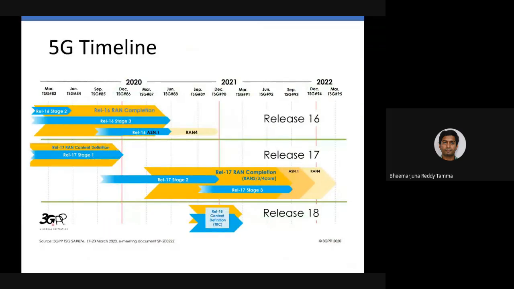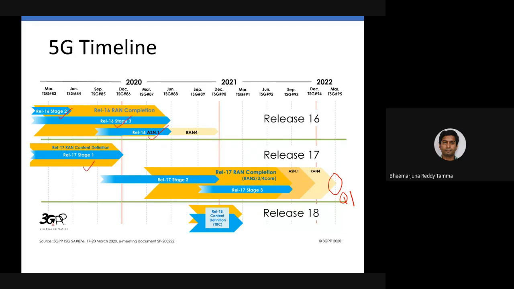So this is the timeline and the context of release 16 and 17. As I was mentioning, because of the COVID situation, release 17, which was supposed to complete by 2021, is getting pushed to the first quarter of 2022. This is about release 17. If you look now, you can see stage 2 of 16, then stage 3. After that comes the ASN.1 specification of that.